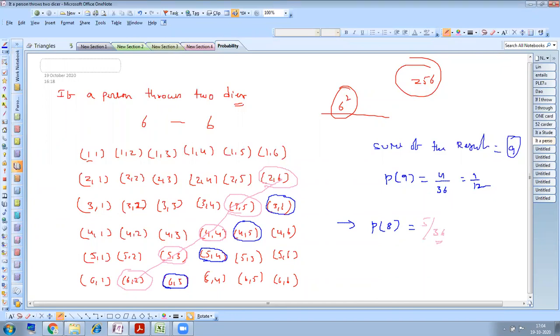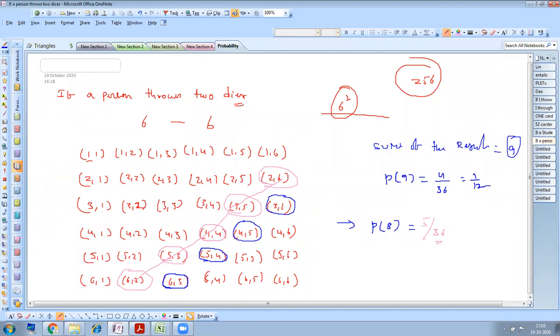Now, what is the probability that the sum is an odd number? Sir, 2,1 and 1,2. So 18. Correct. Exactly half, I can say.